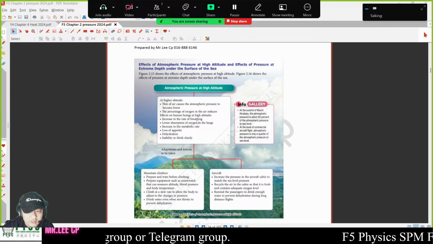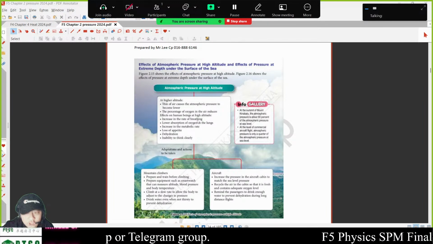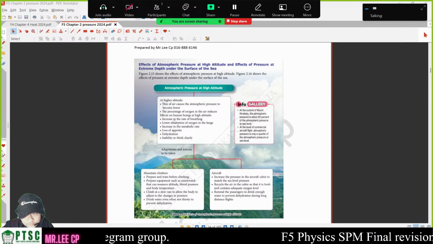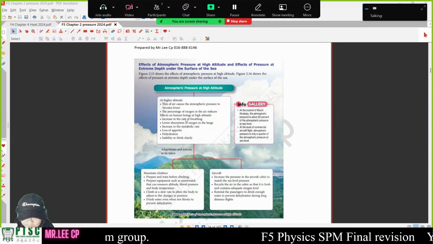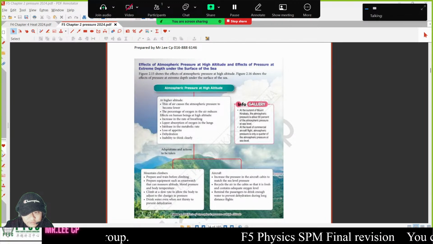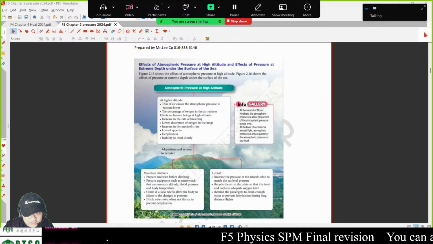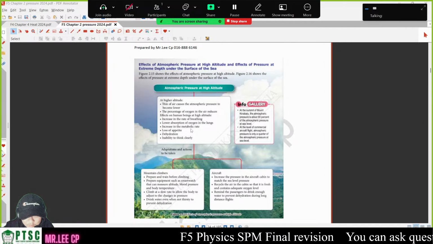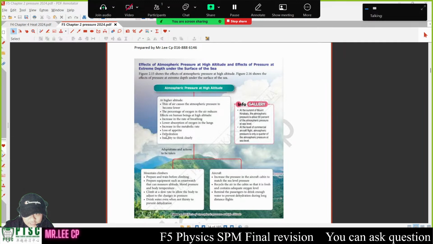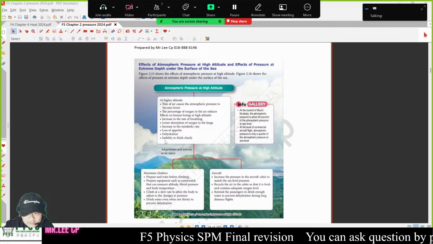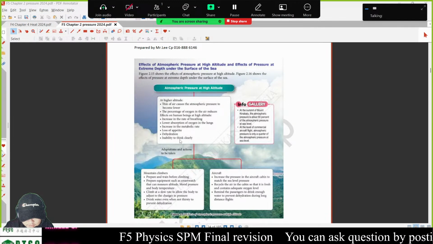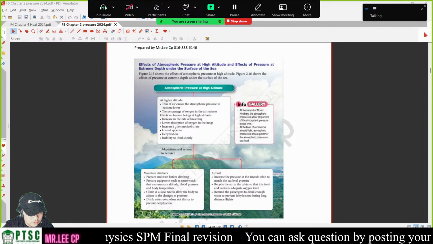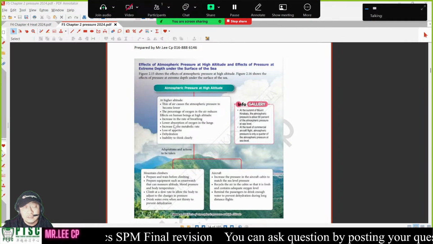Pressure is very low, so you need to breathe very, very hard, very frequently. Increase the rate of breathing. Lower absorption of oxygen into the lung. Increase the metabolic rate. Loss of appetite, dehydration, and inability to think clearly. So make sure you know it. Make sure you know it. It can come out in objective and structural or essay.